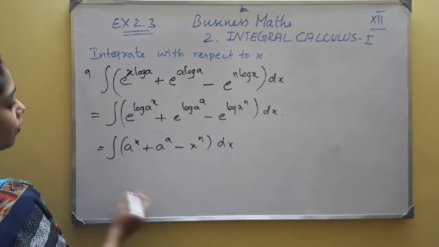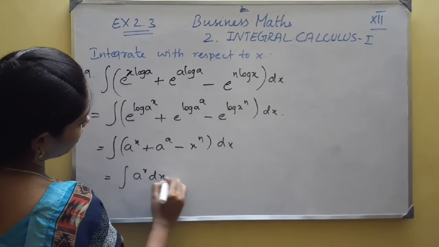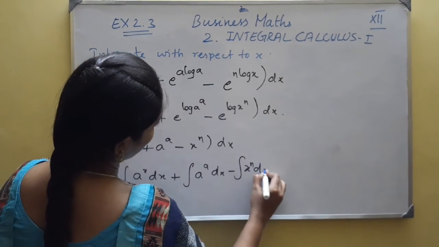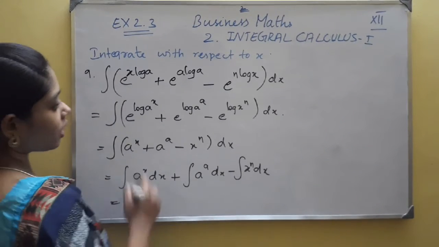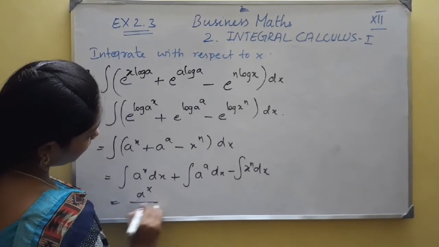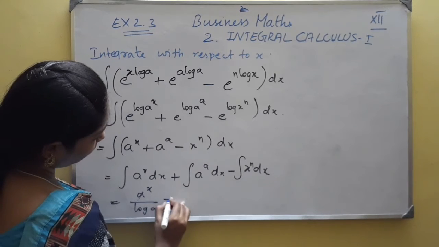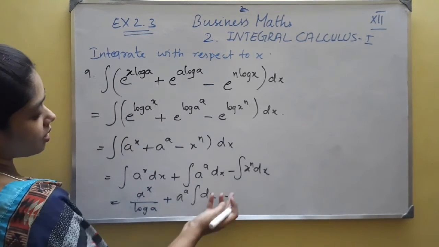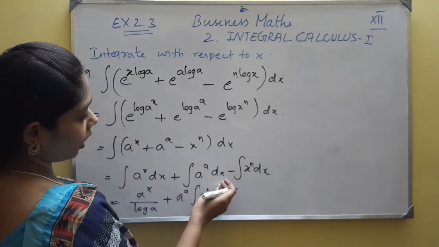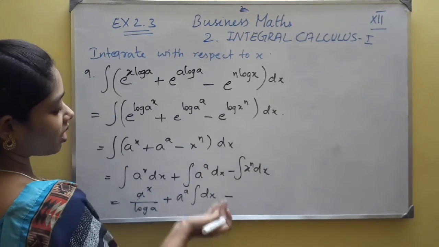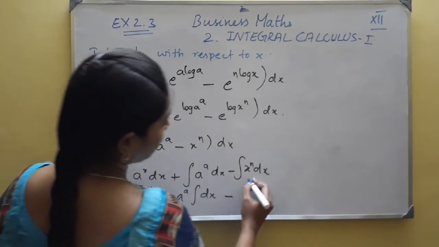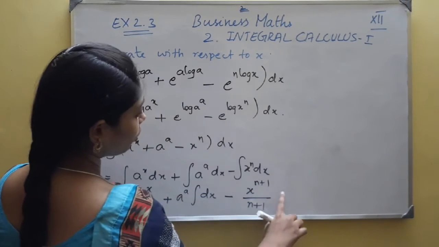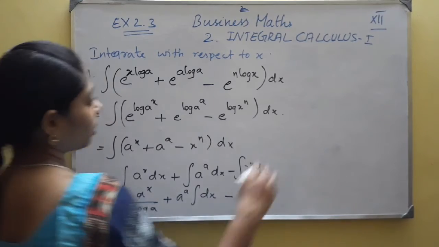Now take the integration for each term: integral a power x dx plus integral a power a dx minus integral x power n dx. Integral a power x gives me a power x divided by log a. And a power a is a constant, because there is no x term, I can't integrate it with respect to x, so I am taking a power a outside the integration sign. This is by the formula x power n plus 1 divided by n plus 1. I am not going to write plus c here because one more integration is here.